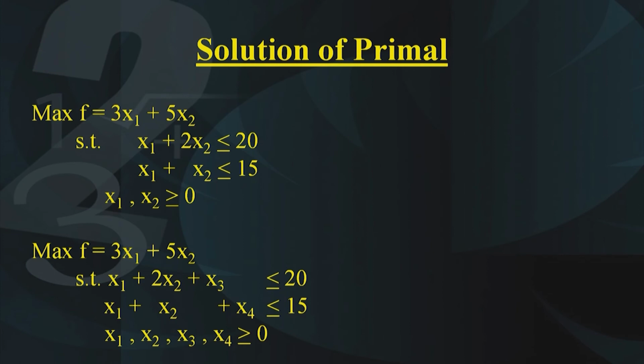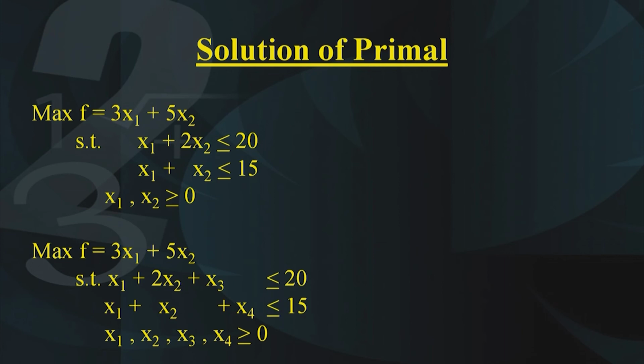Now, we are going to solve this primal with the help of the simplex method. Therefore, the given problem is maximization of 3x1 plus 5x2 subject to x1 plus 2x2 less than or equal to 20, and x1 plus x2 less than or equal to 15.